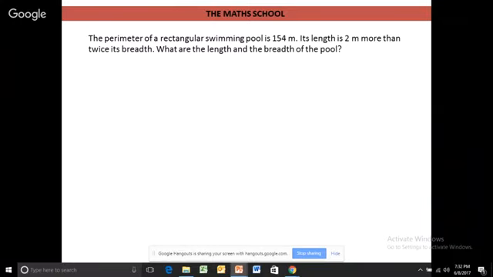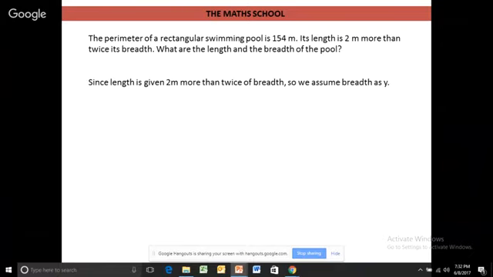So for length they have given us something, for breadth they have not given us anything in the question. So what we will assume, for something which is not given, we will assume that to be x or y or whatever we feel like. So here let us say the breadth of the swimming pool is y. Since length given is 2 meter more than twice of breadth, we assume that breadth is y.